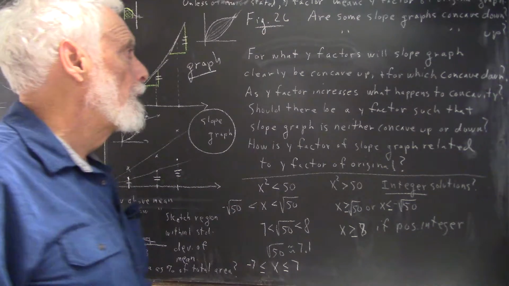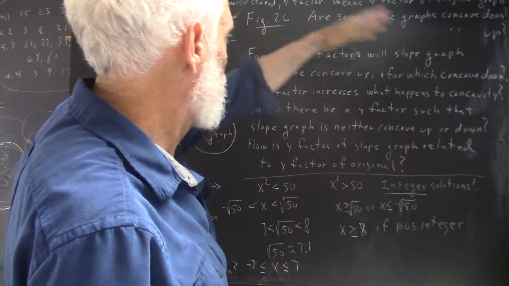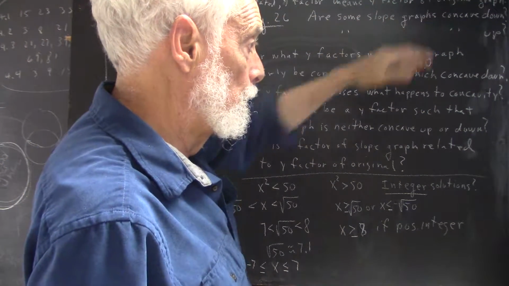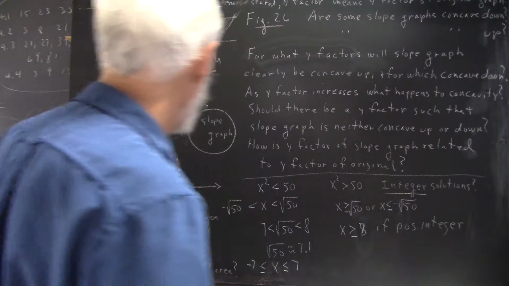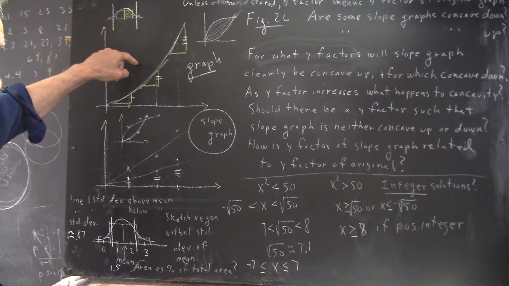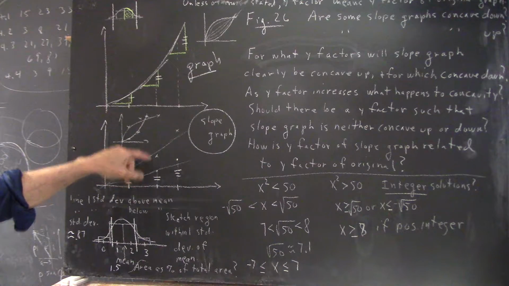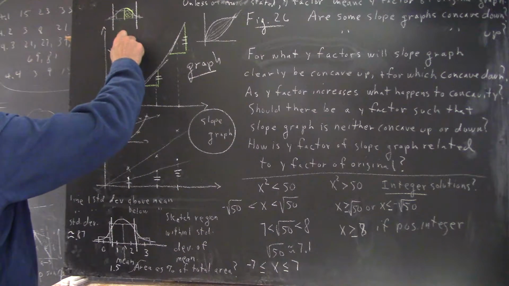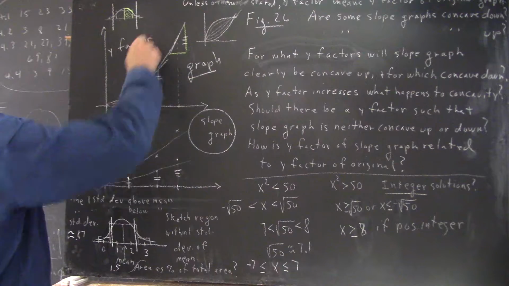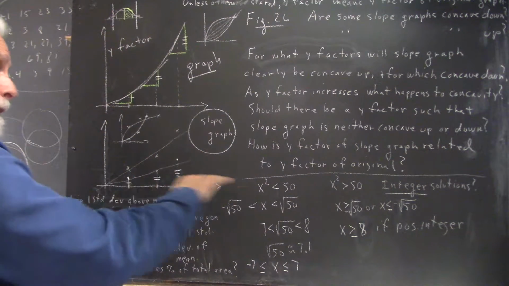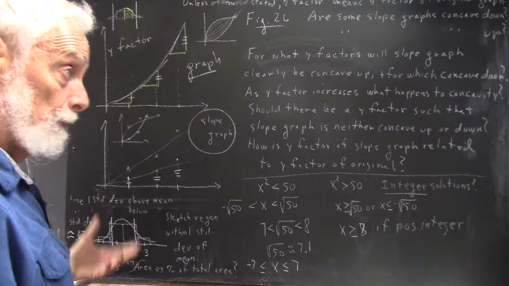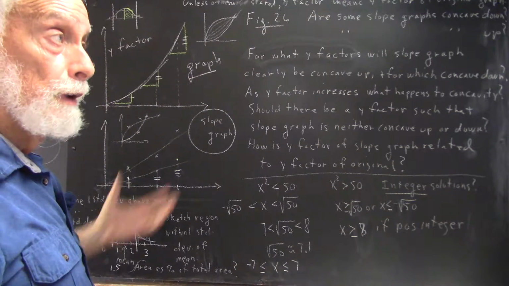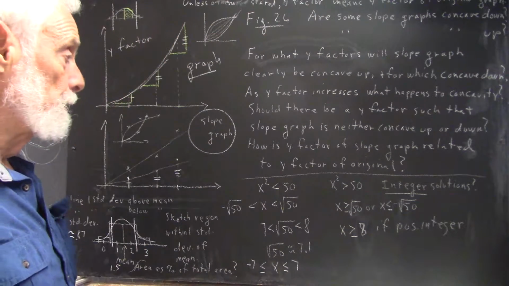So, when I use the term y factor, and this kind of got smudged out in handling the board, when I use the term y factor, I mean the y factor of the original graph. So here's the original graph, here's the slope graph, okay? The y factor applies to this one, not to this one. Although this one might well be a power function graph and might have some kind of a reasonably consistent y factor. So my questions related to this, and this was a group project that was assigned.